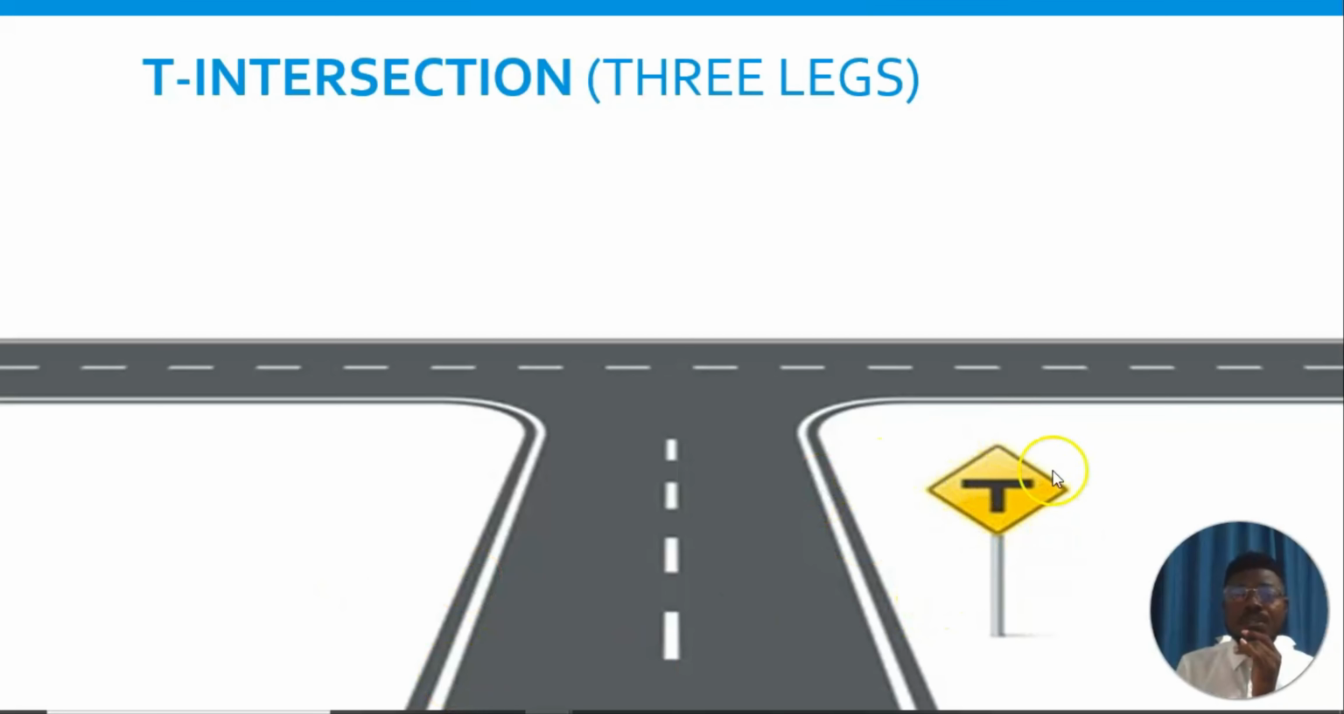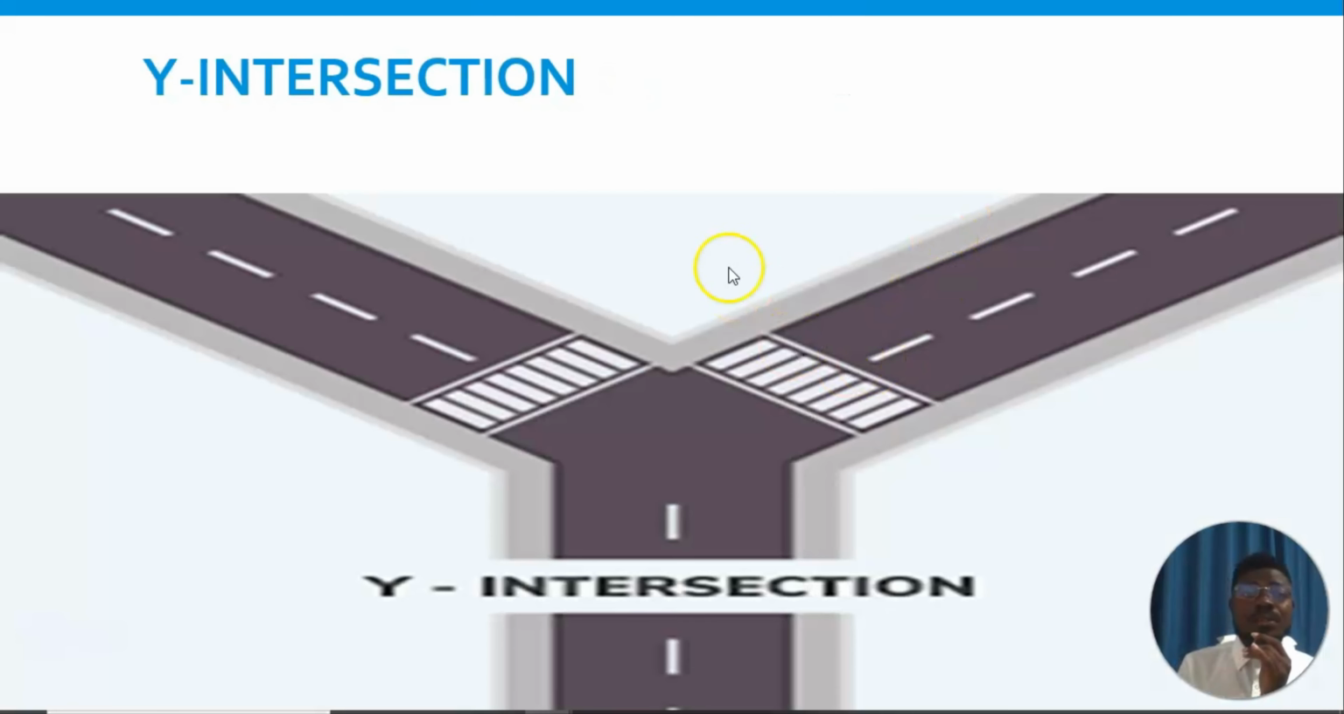So when drivers see this, if they are going on the left turn lane, they know they have to be on the left side of the road. But when you're going to the right side, then you stay on the right side of the road. So this is just to help them have an understanding of what the road condition is ahead. Now this is the Y intersection.